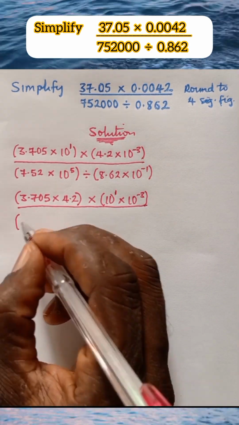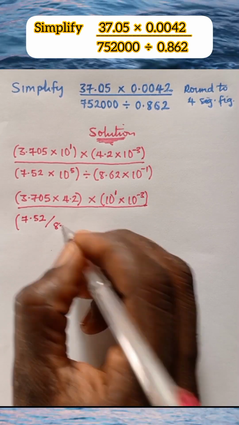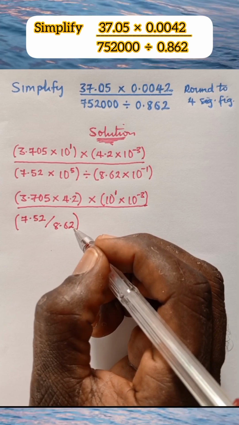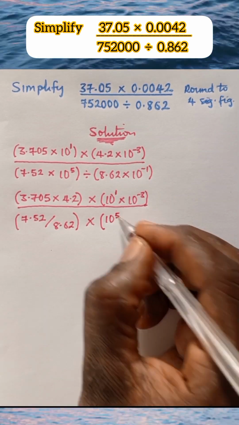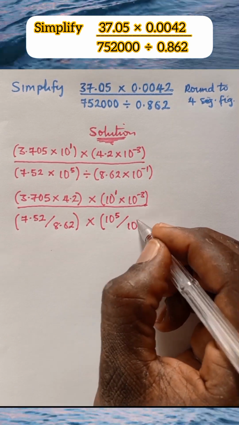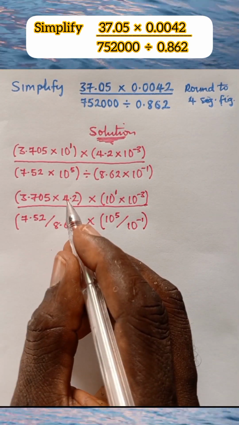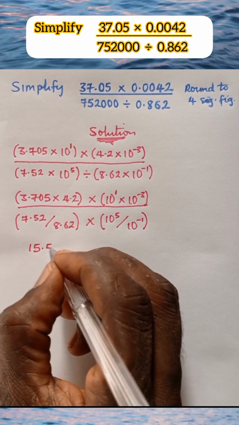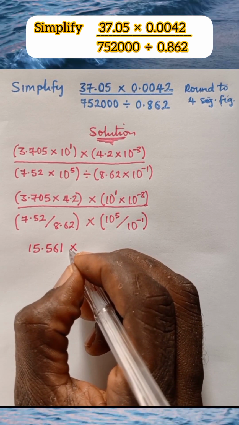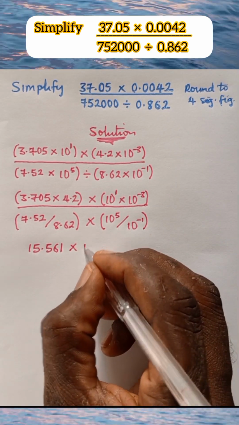So we have 7.52 divided by 8.62 in one bracket, then times here 10 raised to the power 5 divided by 10 raised to the power negative 1. Okay, now let us attend to the numerator. This multiply this gives us 15.561 times. Now the bases here are the same, so I'm going to represent them with 10.